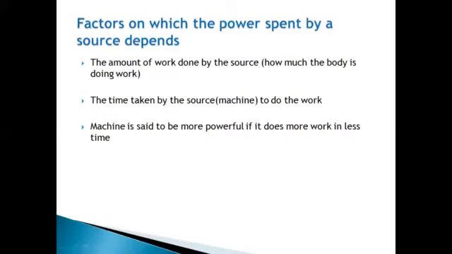First one, the amount of work done, that is, work done is nothing but force into displacement. Either the force should be more or the displacement should be more. Second one, the time taken by the source. It means in less time the machine should perform more work.